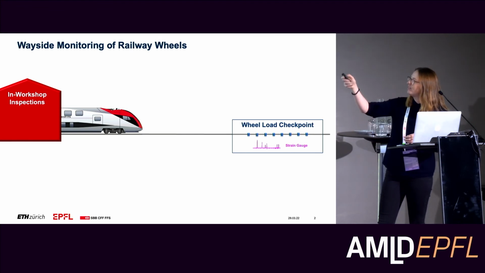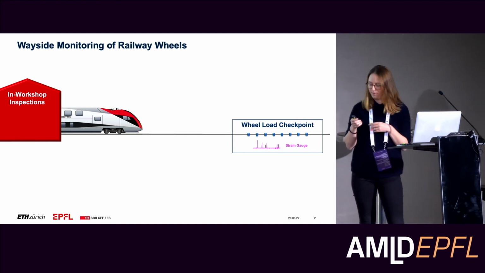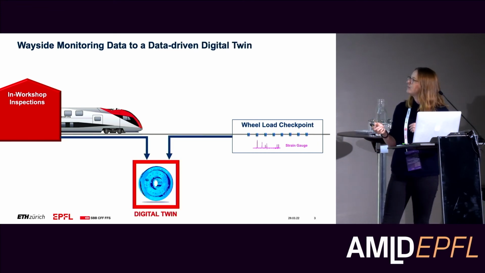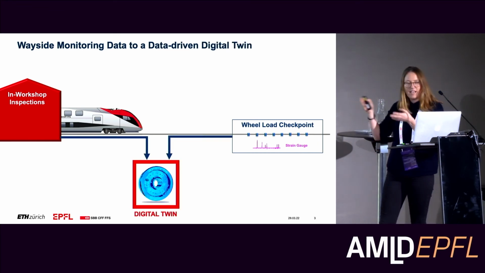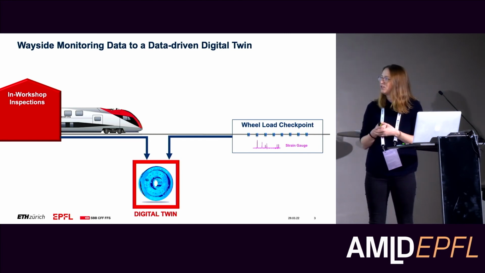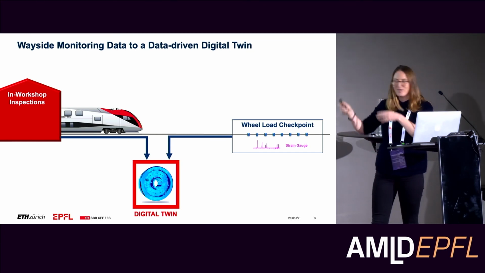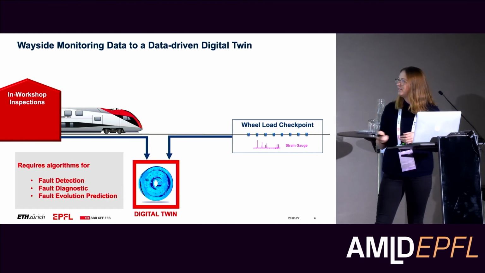The train travels over the tracks, passes these wheel load checkpoints, and gives us punctual feedback on the condition of the railway wheel. Our vision is that we want to collect that data and also get data from other data sources, such that we get a digital twin, a digital replica that replicates the health condition of the railway wheel. But of course we're not interested in the visualization, but what is behind it. So we need to develop algorithms for fault detection, diagnostics, and fault evolution prediction.